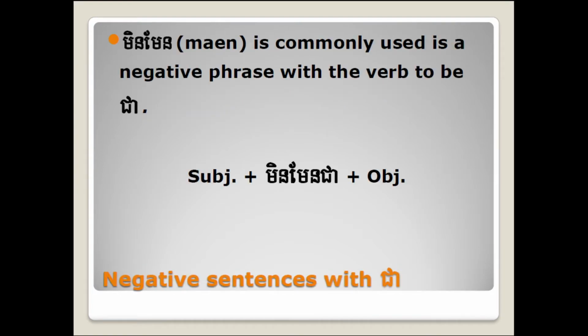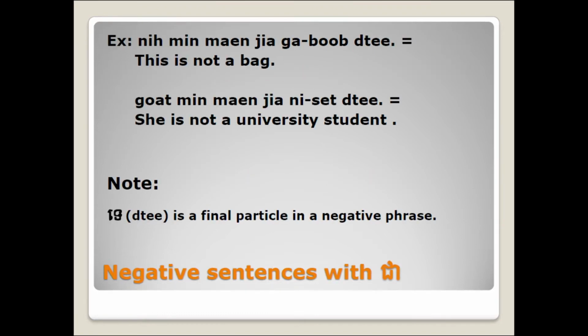Next, you are going to learn how to make negative sentences with ជា. មិនមែន is commonly used with ជា to form a negative phrase, and simply you just put មិនមែនជា in between the subject and object in the sentence. For example, នេះមិនមែនជាកាបូបទេ. So we have the subject pronoun នេះ plus មិនមែនជា plus កាបូប which is the object.